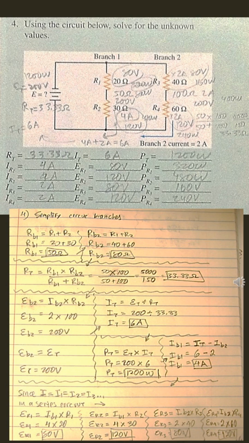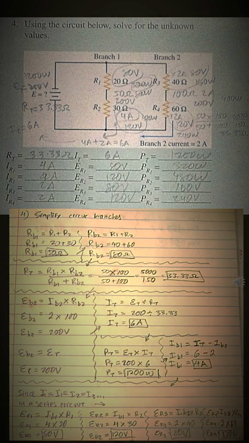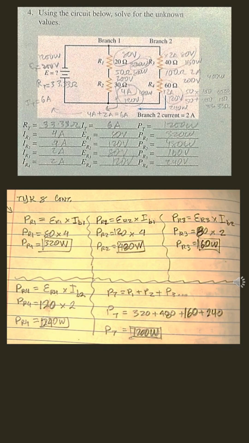And lastly, we do the same thing for the voltage drop at resistor 4, which equals the current at B2 times the resistance value of R4. And we have 2 amps times 60 ohms, or 120 volts. We continue with the power at R1. We find that out, which is the voltage drop at R1 times the current at B1, or 80 volts times 4, which is 320 watts.